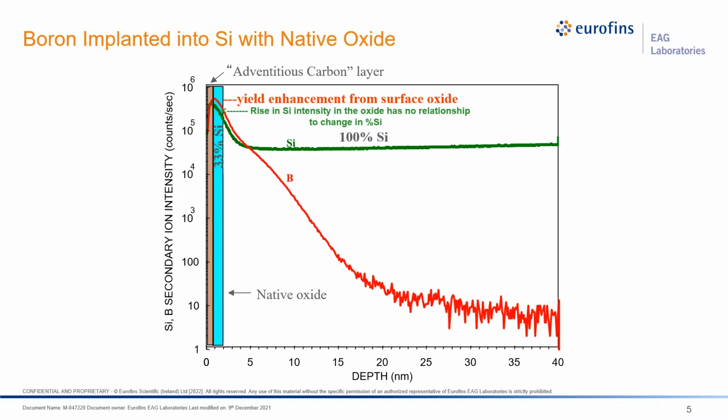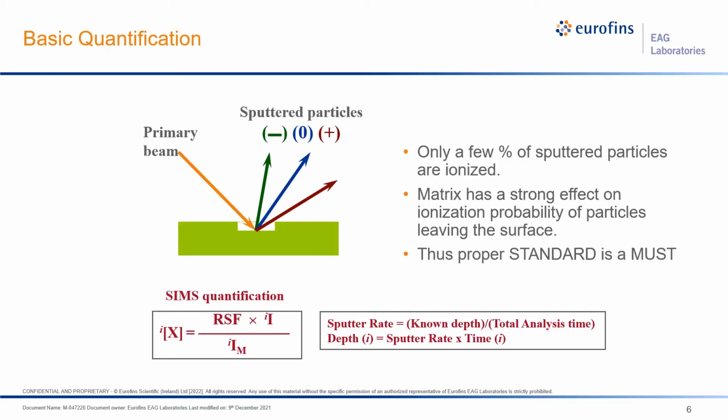So in SIMS, this problem is resolved by running standard materials that have the species of interest in a matrix that you want to quantify. In this particular case, having boron implanted in SiO2 and implanted in silicon will allow us to quantify boron in both of these matrices, even though the intensities are not making sense. The formulation for doing that is quite simple.